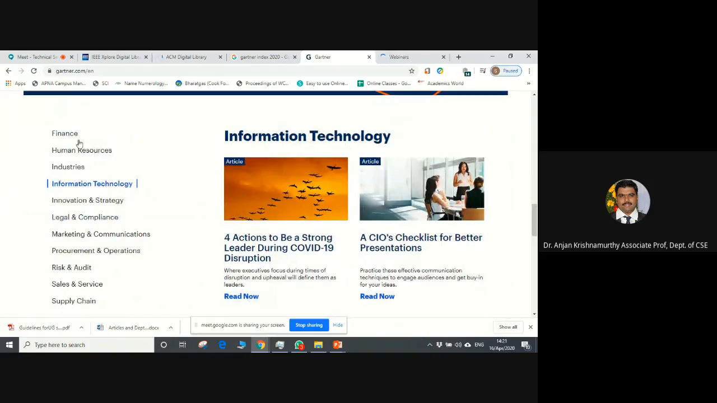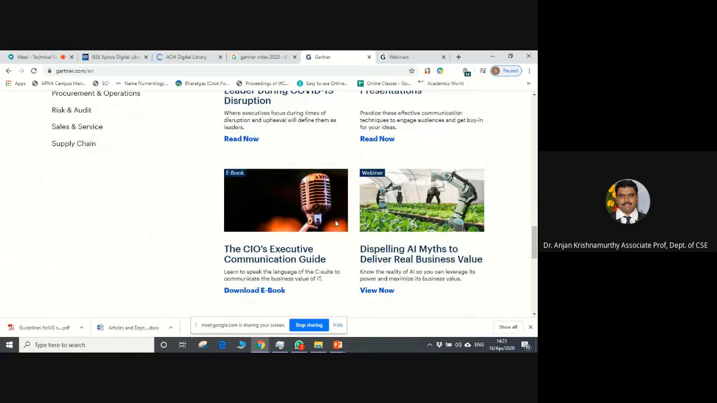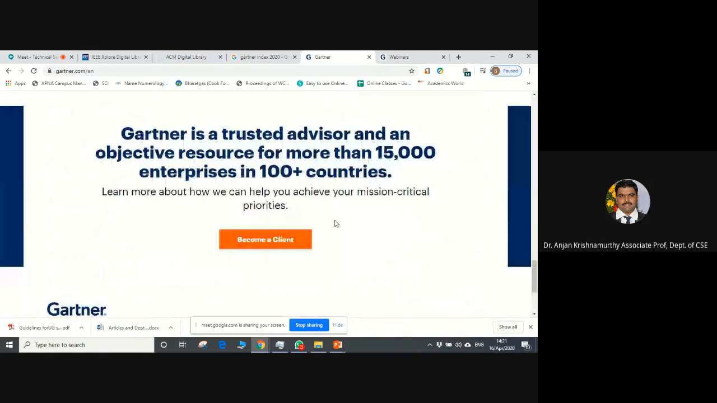These are the domain verticals registered under Gartner's index, starting from finance, human resource, industry, information technology, innovation and strategy, legal and compliance, marketing and communication, procurement and operations, risk and audit, sales and service, and supply chain. Under information technology, you can see articles with respect to the latest happenings in the globe, right? And you can also look into the latest trends happening in that particular domain, right?